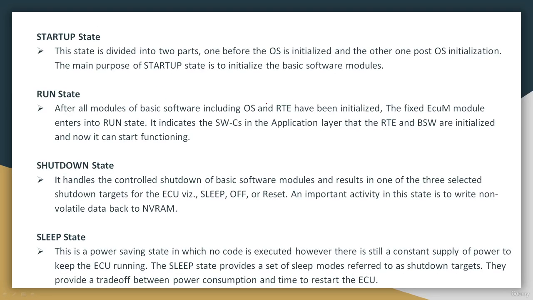In startup state, the state is divided into two parts, one before OS is initialized and one post OS initialization. The main purpose of startup state is to initialize the basic software modules. Run state: after all modules of basic software including OS and RTE have been initialized, the fixed ECUM module enters into run state. It indicates to the software components in the application layer that the RTE and BSW are initialized and now they can start functioning. Run state is the normal state where the BSW and application communicate with each other.